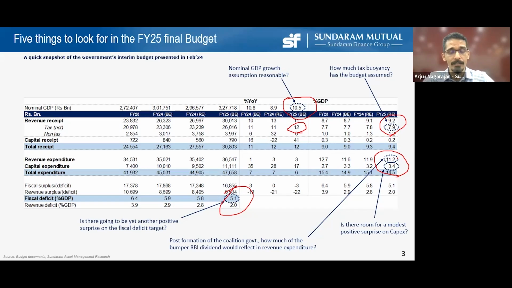The budget had a fair bit of a focus on capex. When the interim budget was announced, they pushed up the capital expenditure numbers by roughly around 17%, taking it to 3.4% of GDP. So this mix, is there betterment on the capex number, or is it exactly the same as the interim budget had projected? So these are the 5 key pointers you will have to look at from a budget point of view.